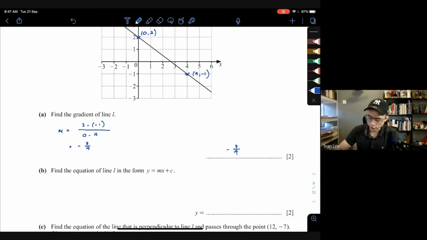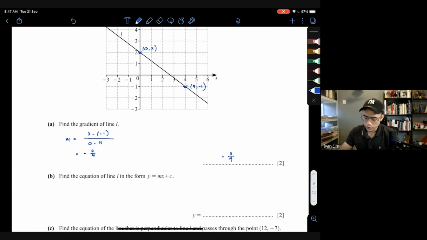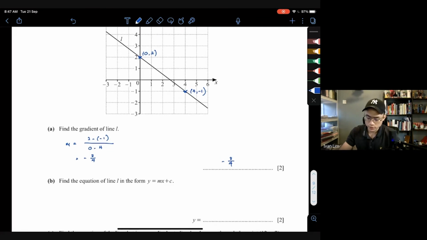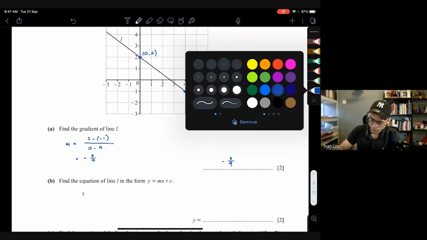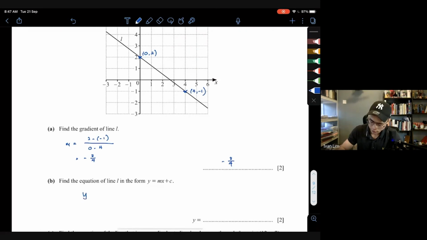Find the equation of line L in the form y equals mx plus c. This one we don't even need to use y minus y1 equals m times x minus x1. We know our gradient. We know the y-intercept. So c is the y-intercept, m is the gradient. We can actually just write down the answer, which is y equals -3 over 4 x, and your y-intercept is plus 2. y equals -3 over 4 x plus 2.